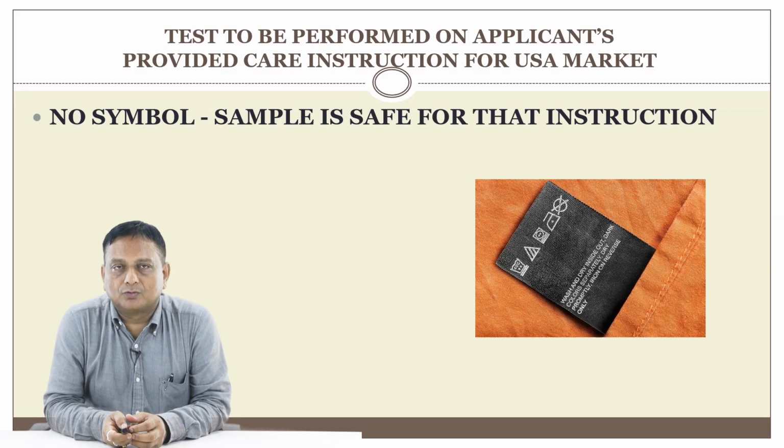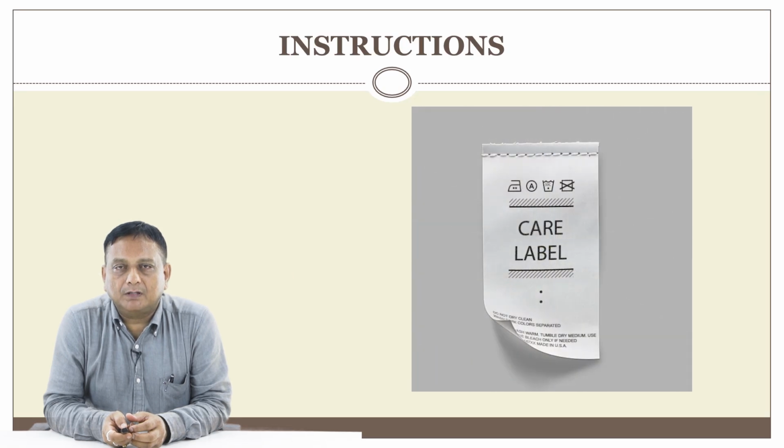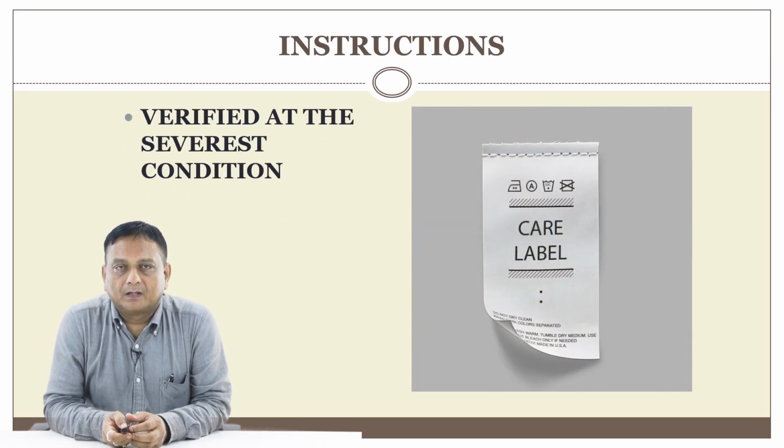So there is no symbol. The sample can be washed at any temperature, bleached at any temperature, and dried at any temperature. Those are the very extreme cases where no symbols are used. It means in any harsh conditions the garment can be processed. When you are talking about the care label, it should be verified at the severest conditions. Then only the care label can be determined.